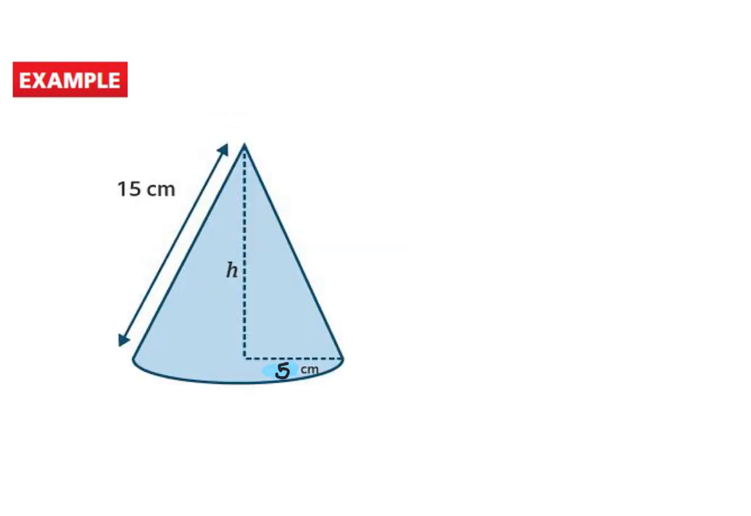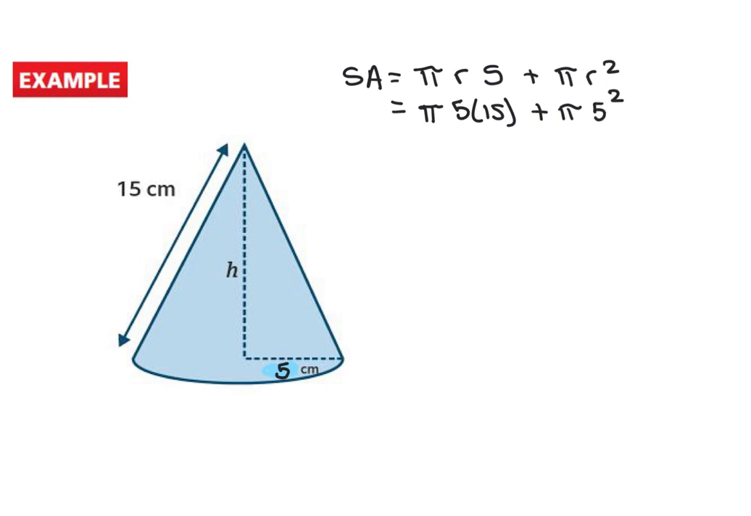In this next example, we'll start again with our surface area. Surface area is pi times radius times slant height plus pi r squared, which is the area. So in this situation, for this cone, we have a radius of 5 and a slant height of 15. Plus pi r squared, where we have a radius of 5.